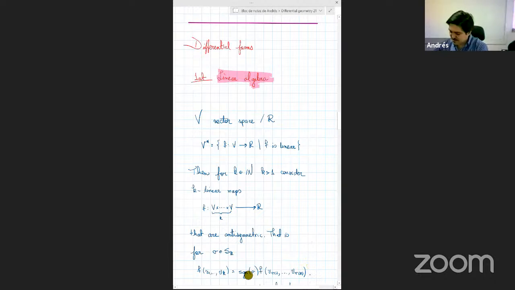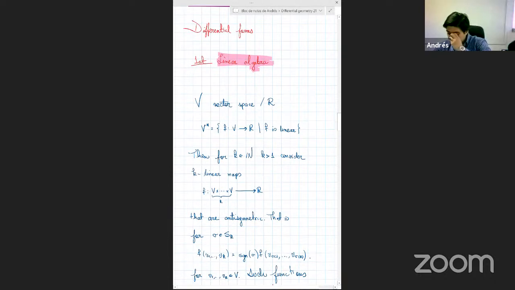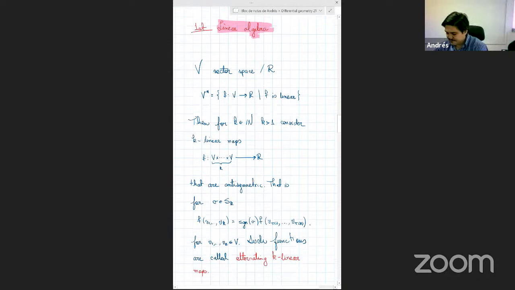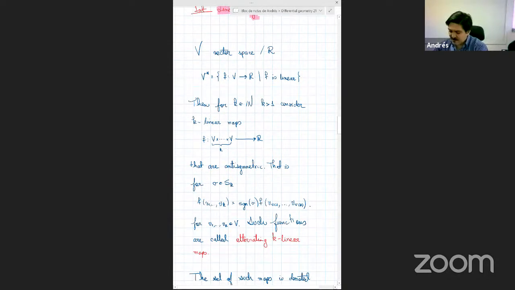In some cases, this is 1, so we have equality, and in some other cases, we have a -1, and things change. That should hold for any collection of k vectors and any permutation sigma. And so we are looking at k-linear maps that are anti-symmetric. The collection of those maps happens to be also a vector space, with sum of functions and multiplication by the scalar. Such maps are called alternating k-linear maps.